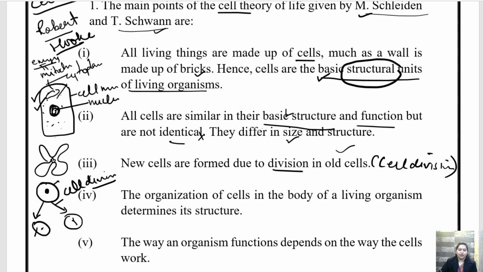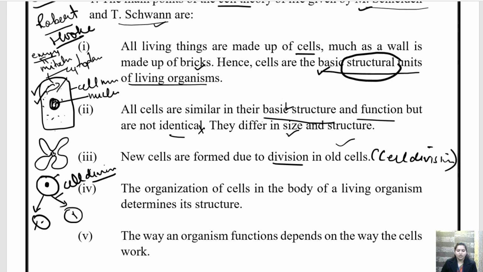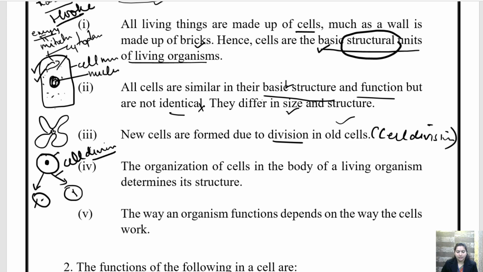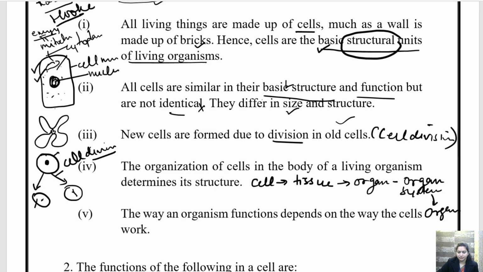Getting it? Now, the fourth point is the organization of cells in the body of a living organism determines its structure. Okay, we know that when cells combine together, they form tissue. When tissues combine together, they form organs. When organs are clubbed together in a systematic manner, they form an organ system. And these organ systems completely form an organism. This we know. Alright.